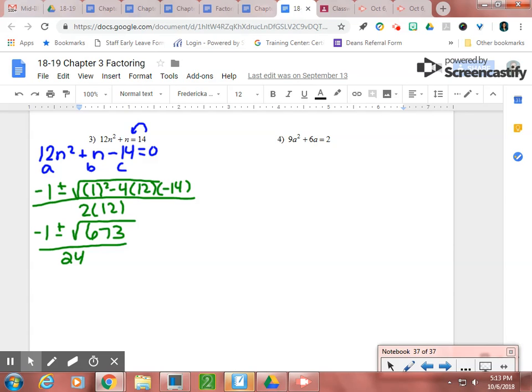Well, 673 does not have a perfect square root. It actually turns out that this is a prime number. So your final answer to this is just that. That's how you're going to leave it.